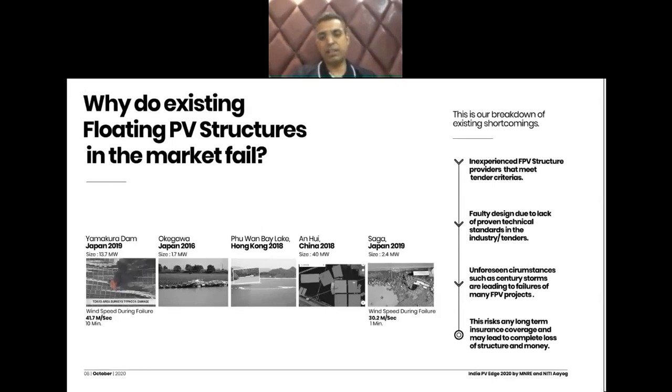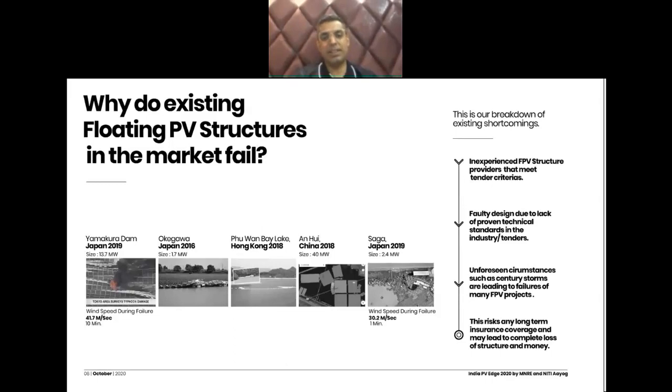So why do existing floating PV structures in the market fail? And it's not one instance. Over the course of the last 2 years, since floating PV has become bigger globally, we've seen consistently the existing designs failing left, right, and center. There's instances in Saga, Japan in 2019, Anhui, China, Fuwan Bay Lake in Hong Kong, Okigawa, Japan, and the biggest one last year, which was the Yamakura Dam in Japan in 2019.